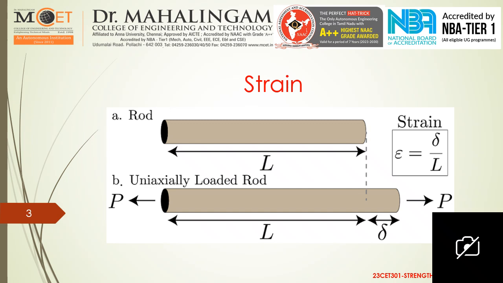So in this diagram, you can see a rod of circular cross section is subjected to a tensile force. Due to tension, the length of the rod will get increased by an amount of delta, that is change in length. Then the strain epsilon is equal to change in length. It is the ratio between change in length to the original length.